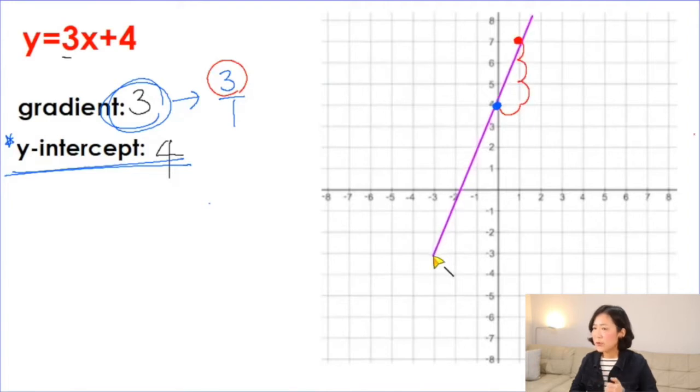Okay, this is what we did so far. Then let's solve the questions using all of this information.